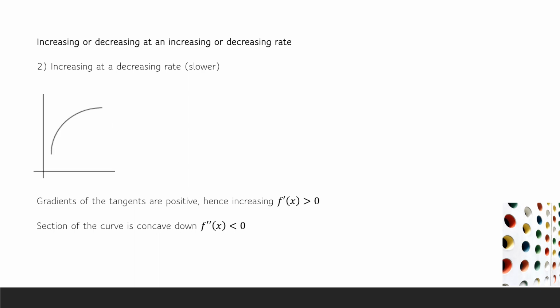For our next one, we could also have a population that's increasing, but the rate is decreasing. So in this case, your population's still going up, but the rate at which it's going up is slowing down. So therefore our gradients are still positive, so our first derivative is greater than 0, but the section of the curve is concave down, meaning its second derivative is less than 0.